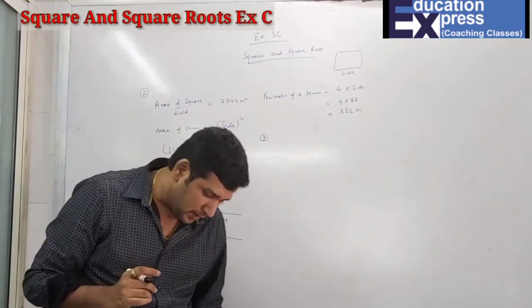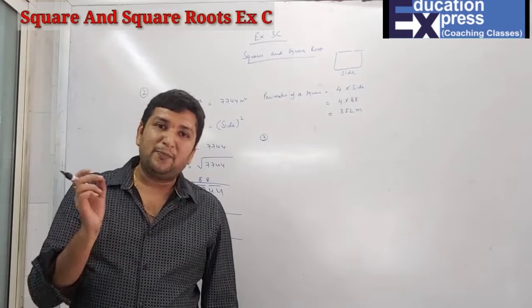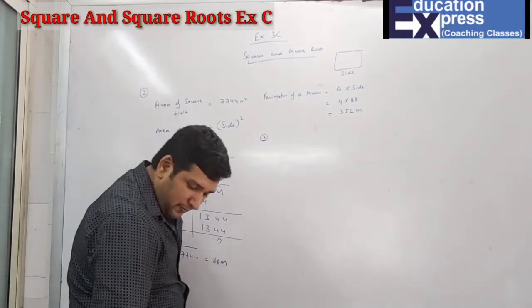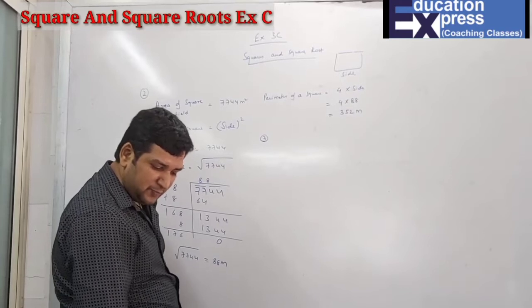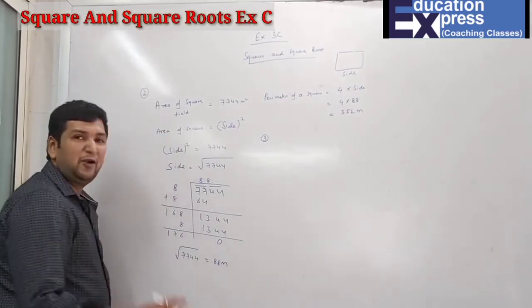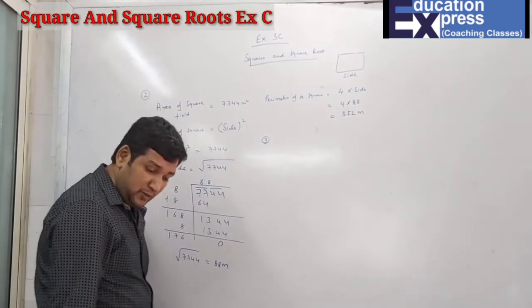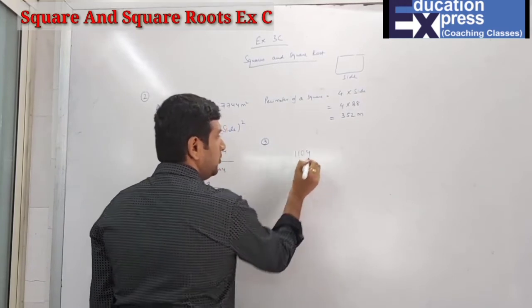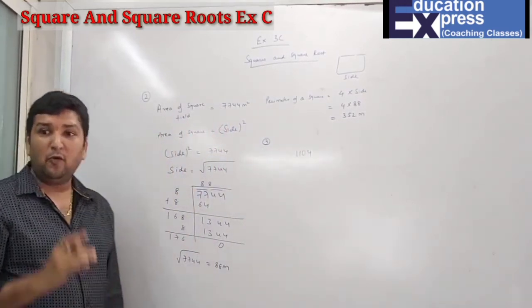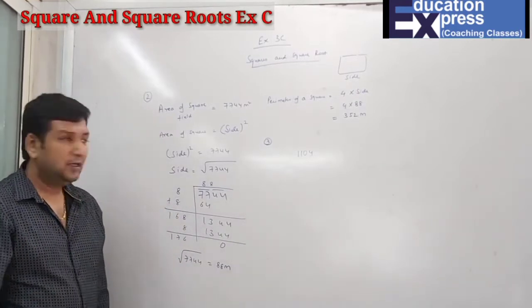Now, find the least number which must be subtracted from 1104 to obtain a perfect square. Find this perfect square and square root. So I have to find the perfect square also and the square root also. Very simple, students. So what I am trying to say is that 1104 is not a perfect square. What number should I subtract to get a perfect square? So obviously, yes.